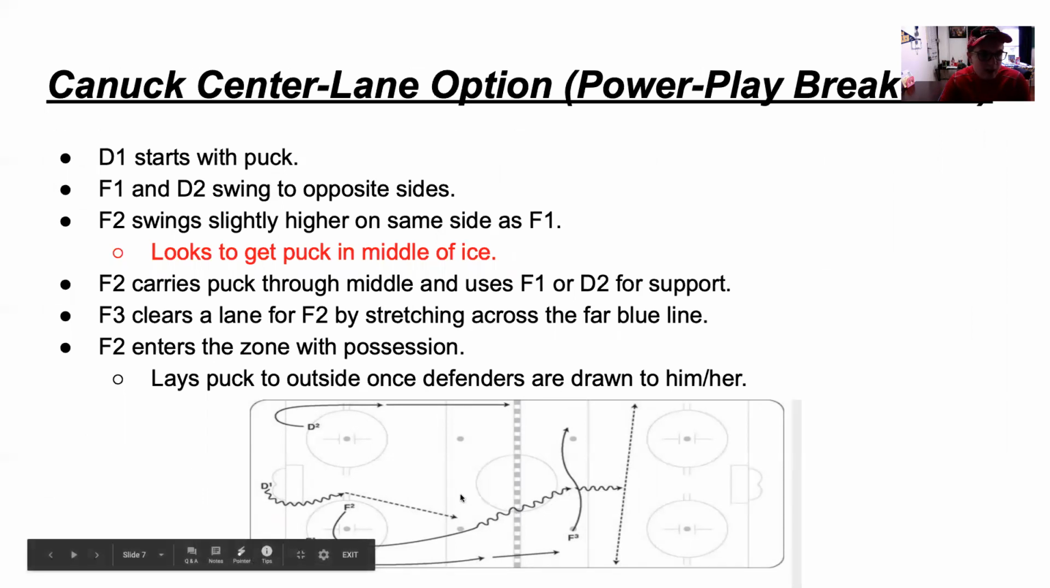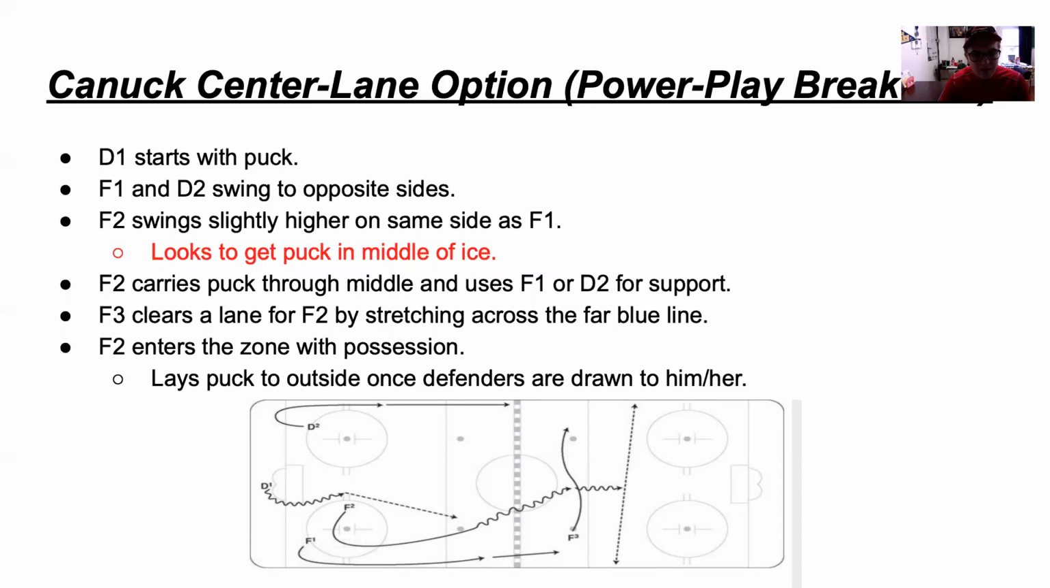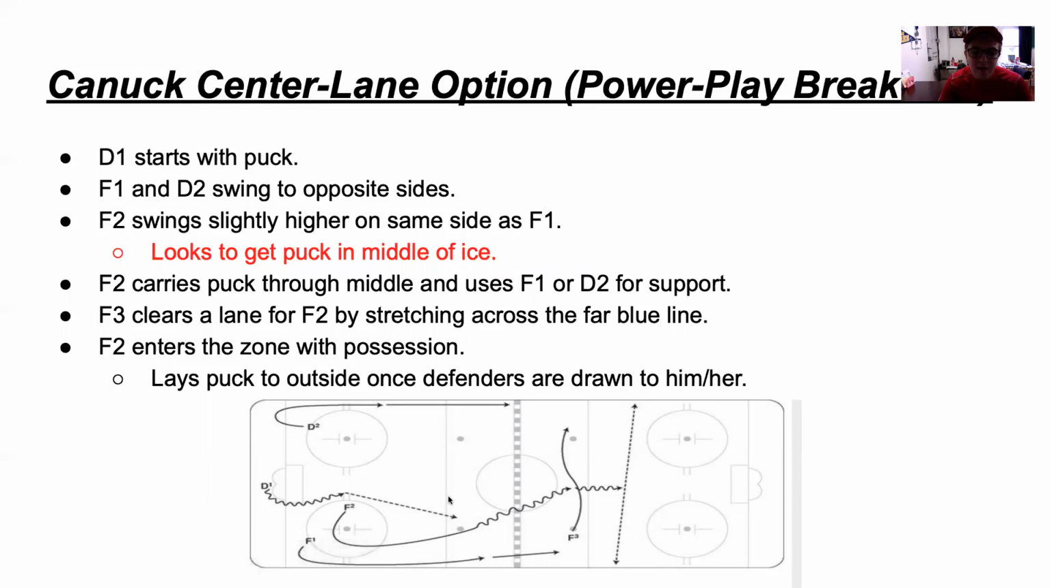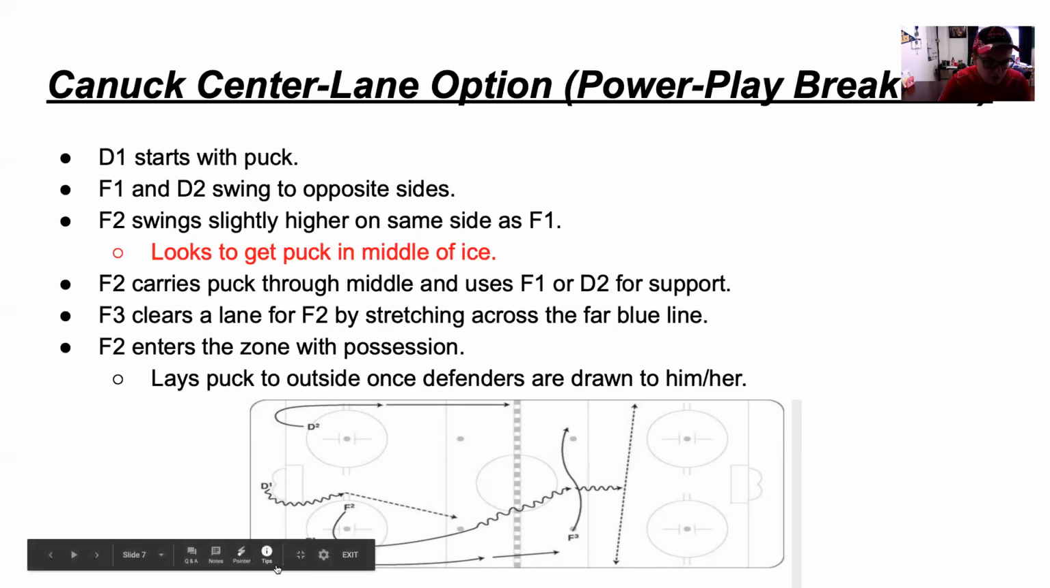Okay, F2 carries the puck through the middle and uses F1 or D2 for support. F3 clears a lane for F2 by stretching across the far blue line. F2 enters the zone with possession, and from that, F2 lays the puck to the outside once the defenders are drawn to him or her. So I'm going to show you guys this diagram.